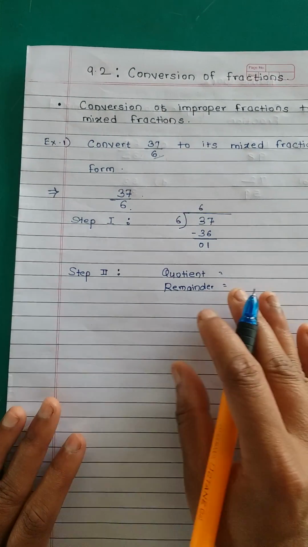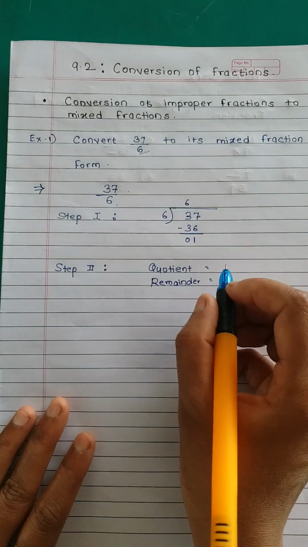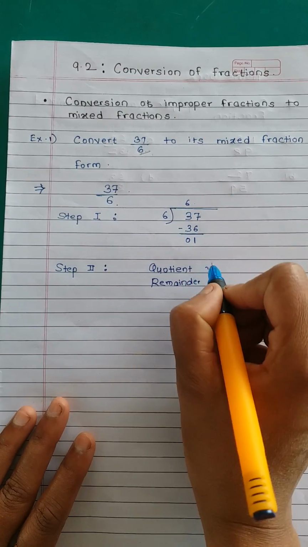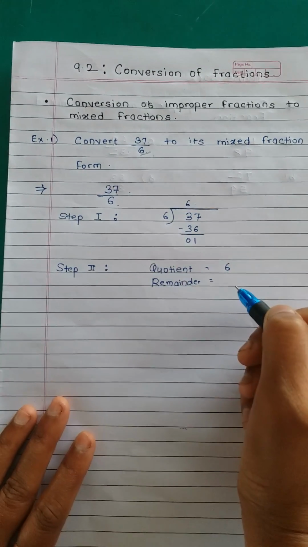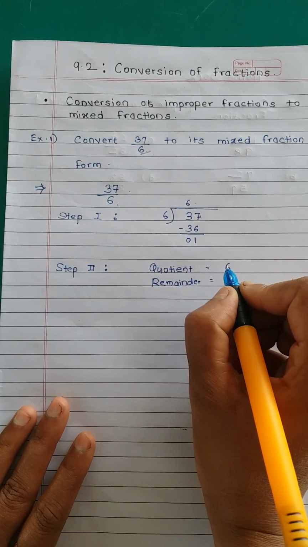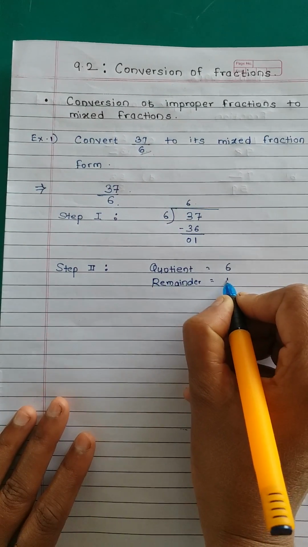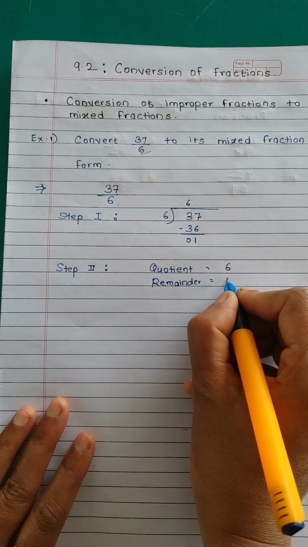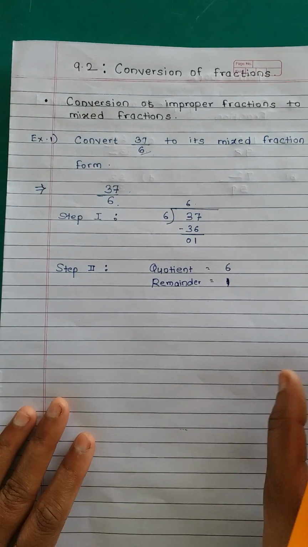So tell me, what is your question? Very good. This is your what? Question. That is 6. And what about remainder? Remainder is 1. Yes, very good. That we mention in the step number 2.